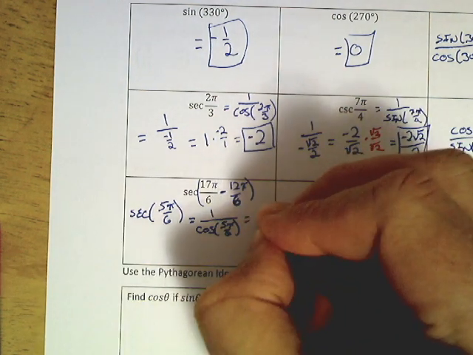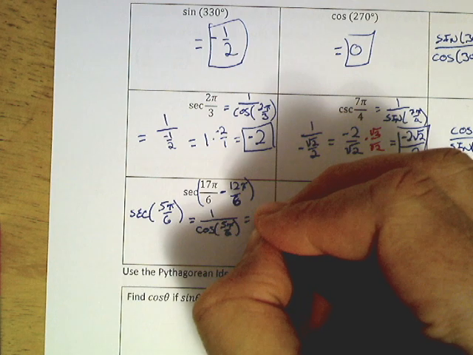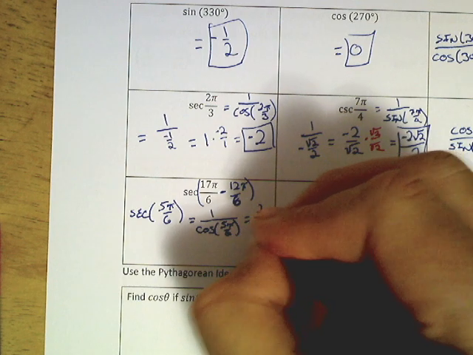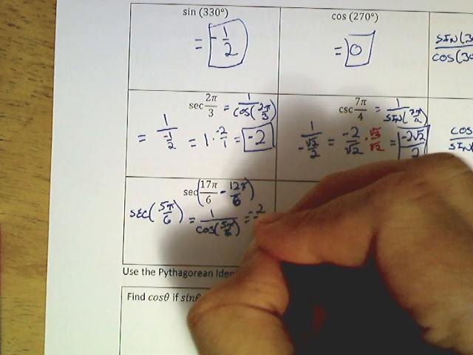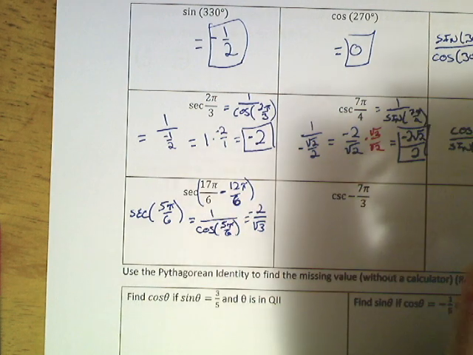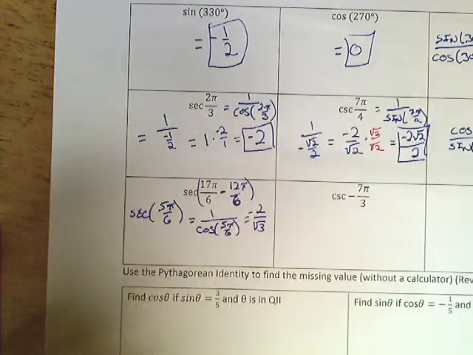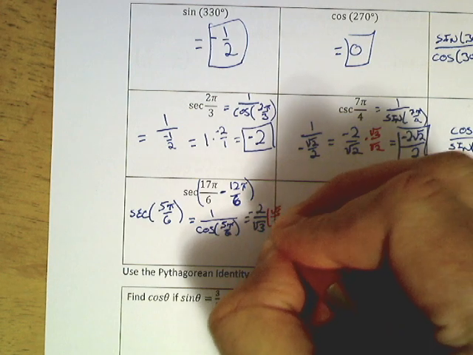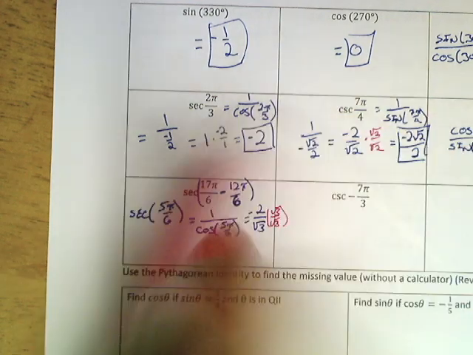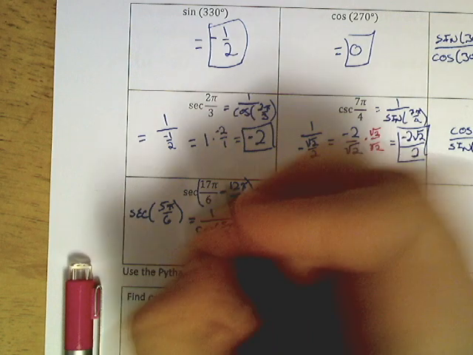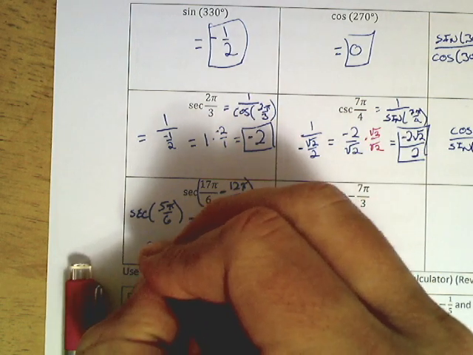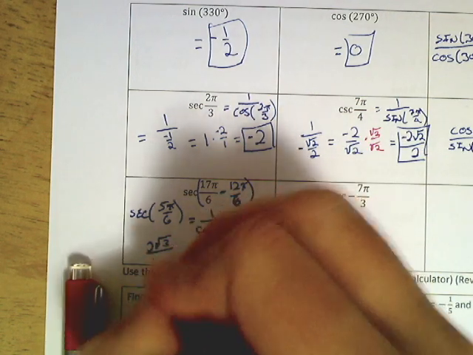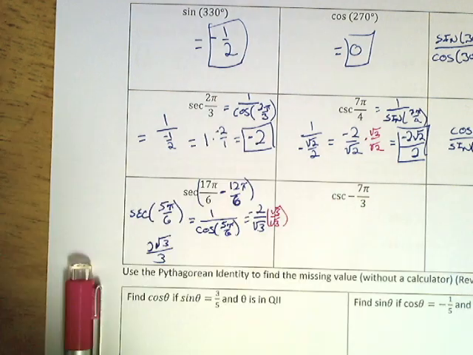So negative root 3 over 2, flip it, is negative 2 square roots of 3. And then we have to do our little trick again, square root of 3 divided by square root of 3. So multiply top and bottom, and we should get 2 square roots of 3 over 3.